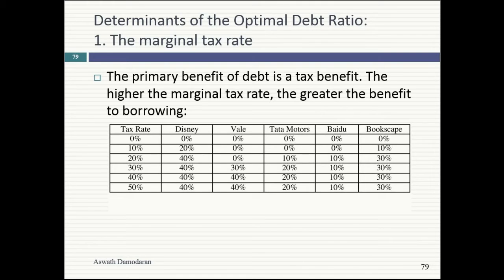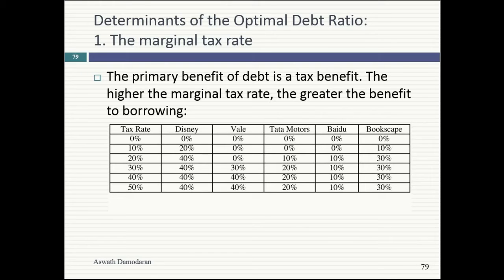Why? What's the biggest advantage of debt? It's a tax benefit. So as I lower my tax rate, that benefit decreases. In fact, if I go to a 0% tax rate, these are 5 very different companies, right? Notice that for every single company, if I go to a 0% tax rate, my optimal debt ratio goes to 0%.